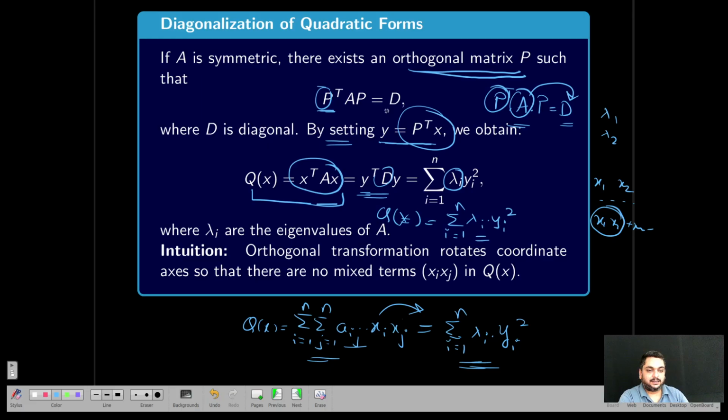If it is diagonalizable, then P transpose A P equals D. You substitute y equal to P transpose x. So this becomes y transpose D y. So A is converted to D. A diagonalized matrix contains only eigenvalues as diagonal elements. So this becomes this form. This is the simplest form.